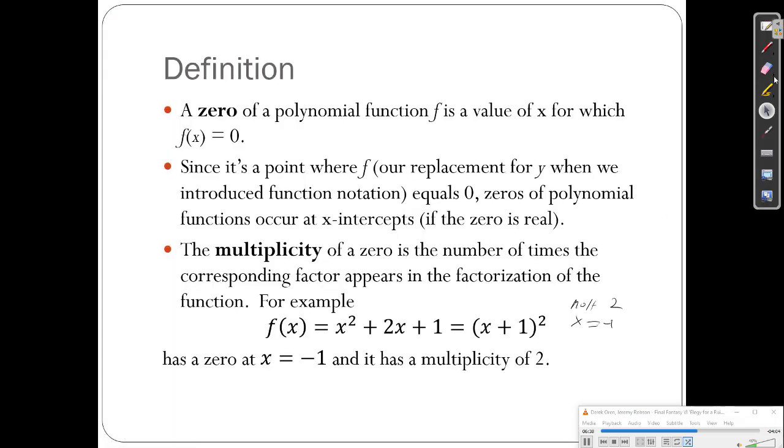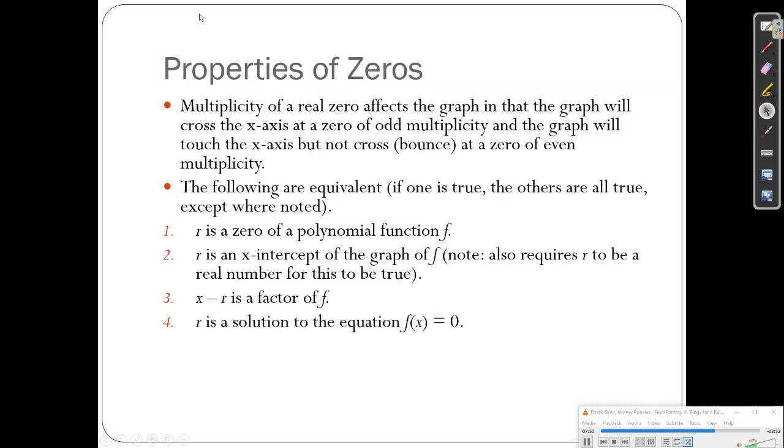One more bit of theory, and then we'll go into exercises. And this is what I was talking about before with multiplicity. The multiplicity of a real 0 affects the graph, in that the graph will cross the x-axis if the 0 has odd multiplicity, and it will touch the x-axis but not cross if the 0 has even multiplicity. We're going to use these conditions to answer our first set of questions from the text. These conditions are all equivalent, so they're if and only if statements. If one is true, all of the others are true. If one of them is not true, all of the others are not true.